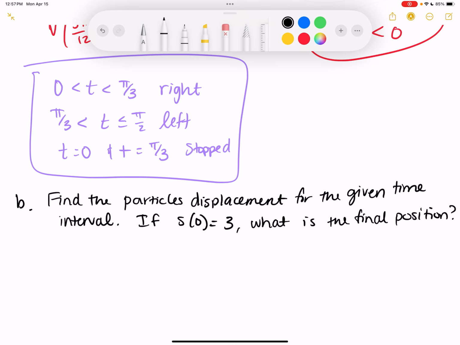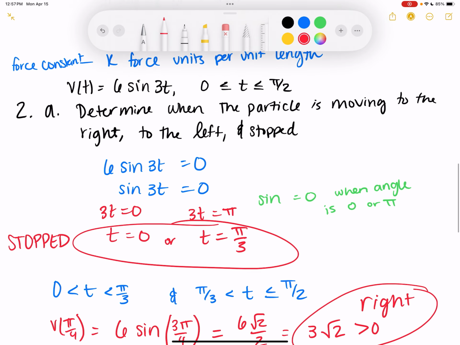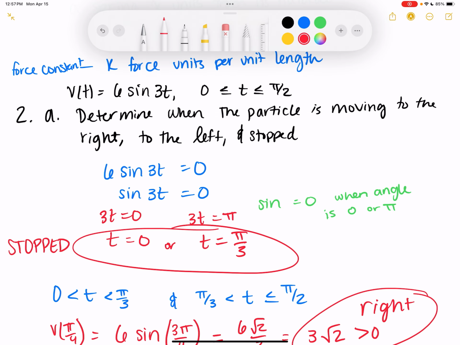All right, so now key information here that they give us is that this initial position is equal to 3. I'm still using that same interval that was given to me in the original problem, 0 less than or equal to t less than or equal to pi over 2. So I'm now going to integrate this velocity function so that I can get to what? What does integrating velocity give me? Position.